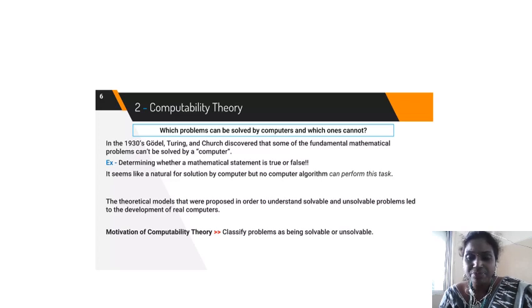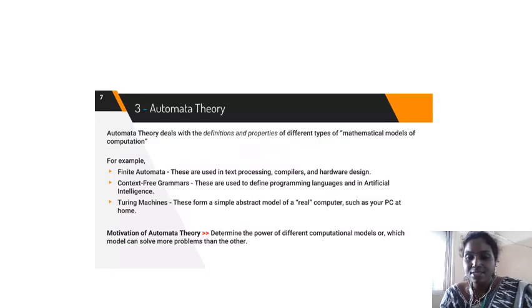For example, how many stars are in the sky? Is there an answer? Can you solve it? No, it's not possible to answer the question of how many stars are present in the sky. It's uncountable, an unsolvable problem. So that is the second one, computability theory. The third one is automata theory.